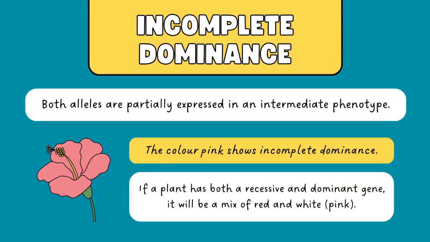Incomplete dominance. Both alleles are partially expressed in an intermediate phenotype. The color pink shows incomplete dominance. If a plant has both a recessive and dominant gene, it will be a mix of red and white, pink.